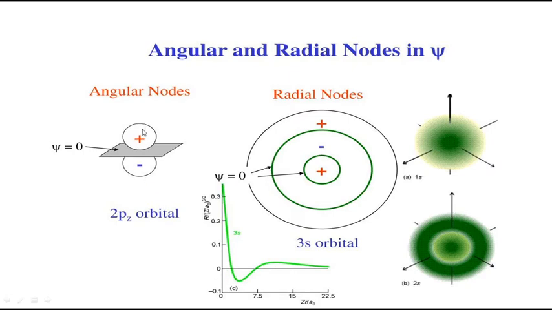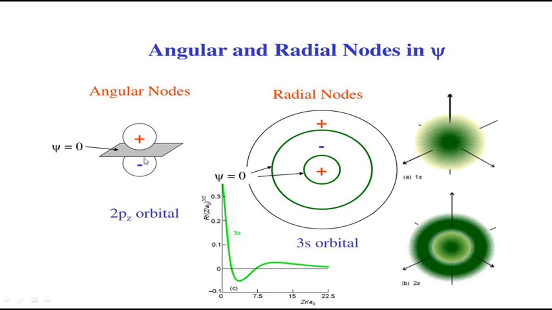Okay. But in the angular node, what is an angular node? See, you take the p orbital. It is a dumbbell shape. I told you an electron can be found anywhere, but not in this region. The probability of finding an electron is 0 at the meeting point of the two lobes, the meeting point of the upward lobe and the downward lobe. At the intersection point of the two lobes, you cannot find the electron. That is a nodal point.